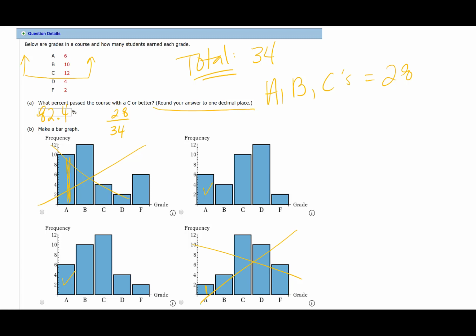Next, let's go to B. I'm only going to look at these 2 that were correct for A. If you look at the top right, it says B is only up to 4, which is incorrect because B is 10. So that one is not correct. And the only one that's left, B does equal 10, so that's correct. C does appear to go up to 12, which is correct. D at 4, and F at 2. So this bottom left bar graph is your correct answer.